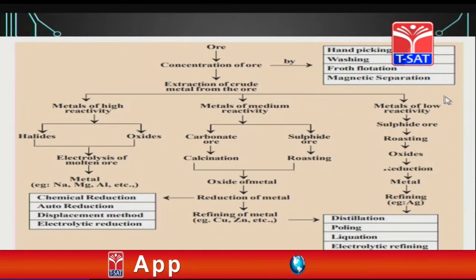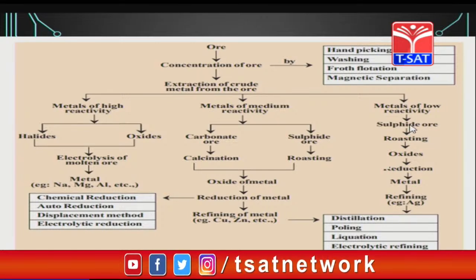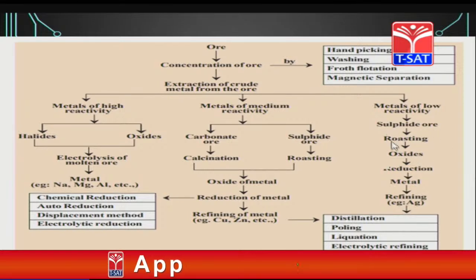Now, what about the metals with low reactivity? They form sulphide ores by combining with sulfur. Children, the process from which you can extract the metal profitably from sulphide ore is roasting. By a process called roasting, you can convert sulphide ore into oxide ore, and then after reducing the metal oxide, you can get metals profitably.